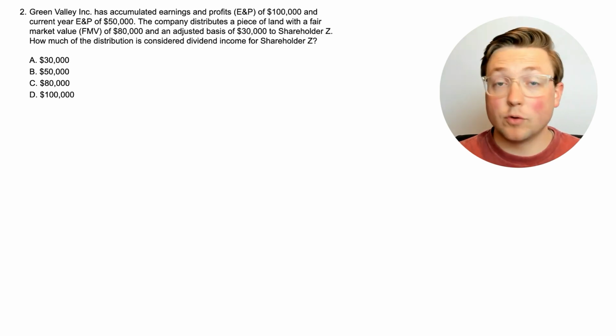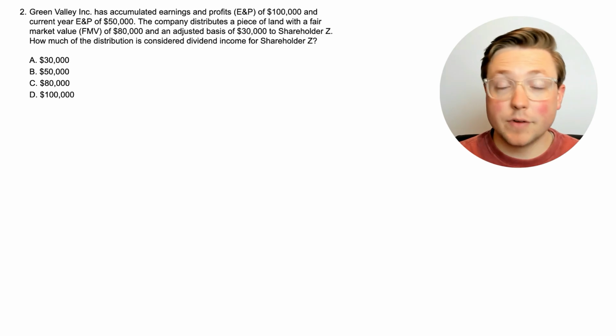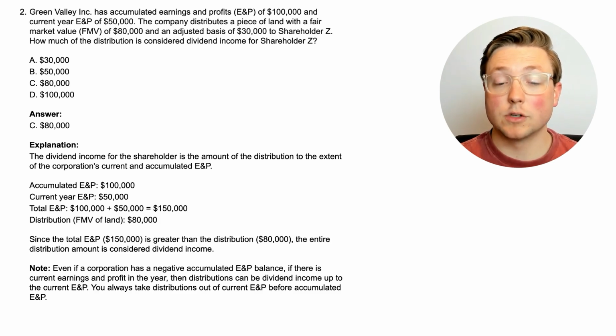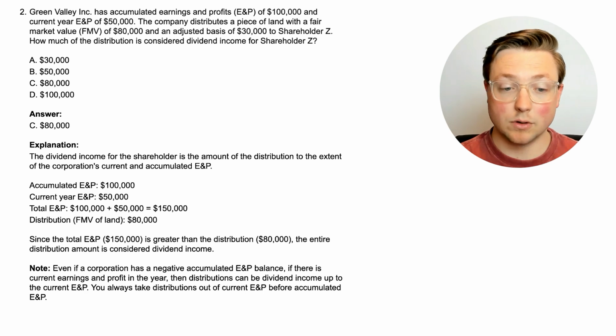All right. If you have no idea how to do this, that's okay. The next few questions are going to kind of build off of each other. So let's dive straight into the answer for this one to start that base. Okay, the answer is that $80,000 will be counted as dividend income. So let's read through this.